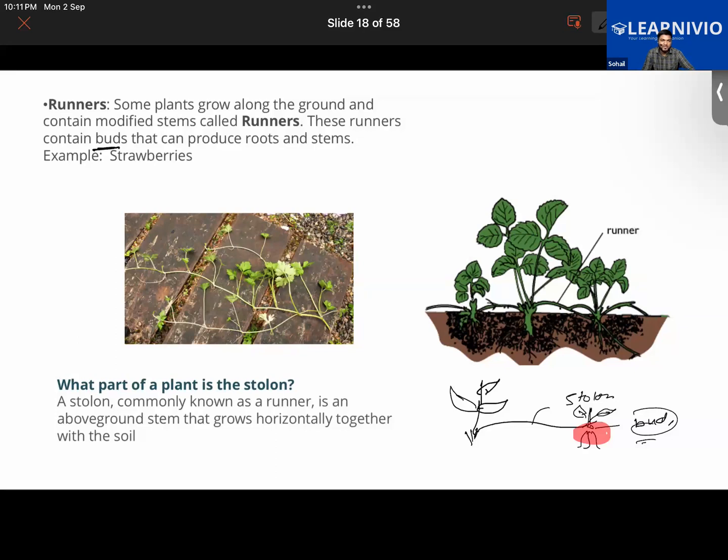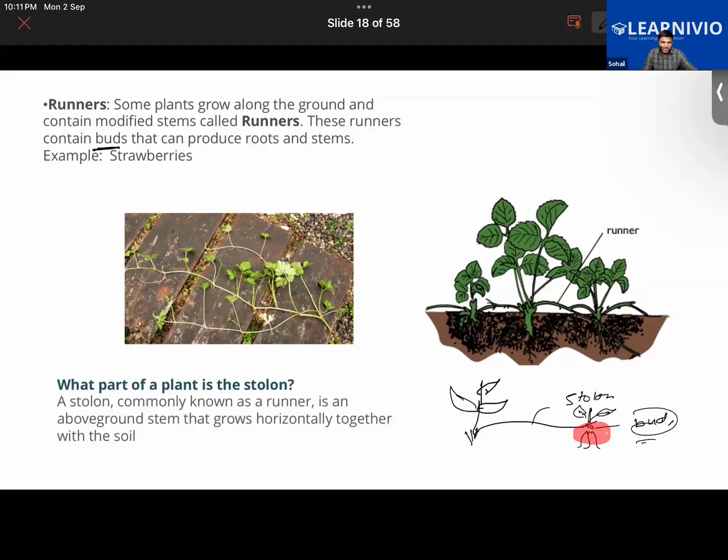So we have the examples of strawberry, mint plant, grasses. All of them will be doing vegetative propagation in a natural manner by the help of buds present in them. Got this now? So this is the thing about it.